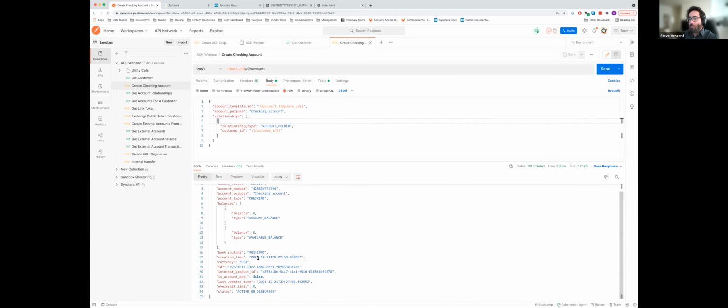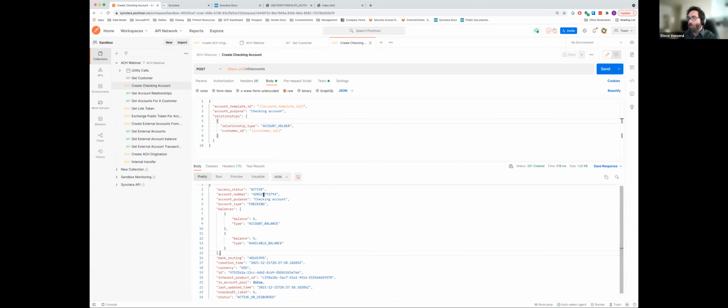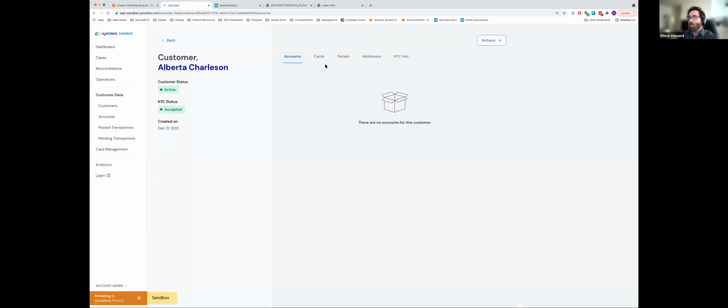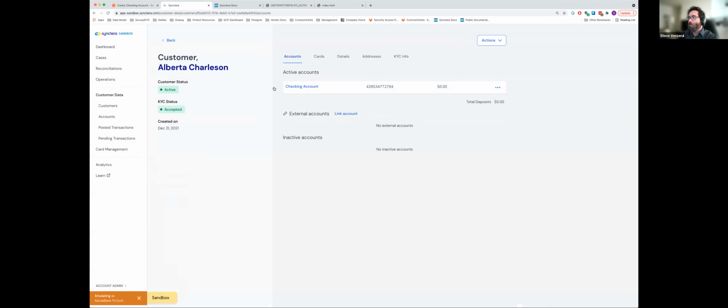So we have the response from the account creation. We created a checking account for her. We have the bank routing. We have her account number. We can see that it's already active, balances. This essentially gets an account going, and we can take a look in the UI. We're going to see that same checking account appear right here.